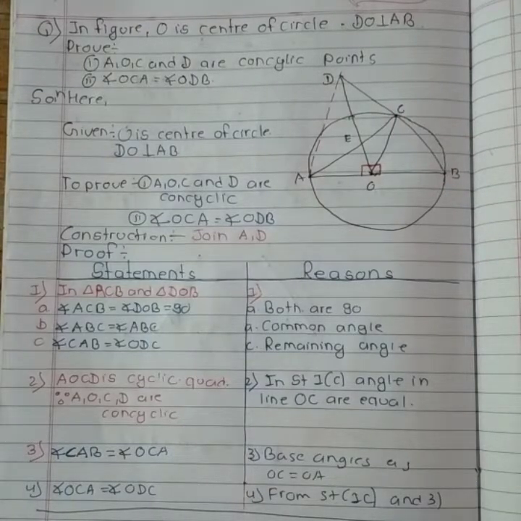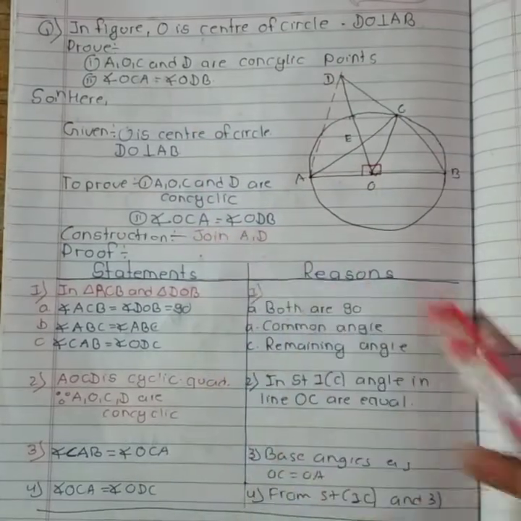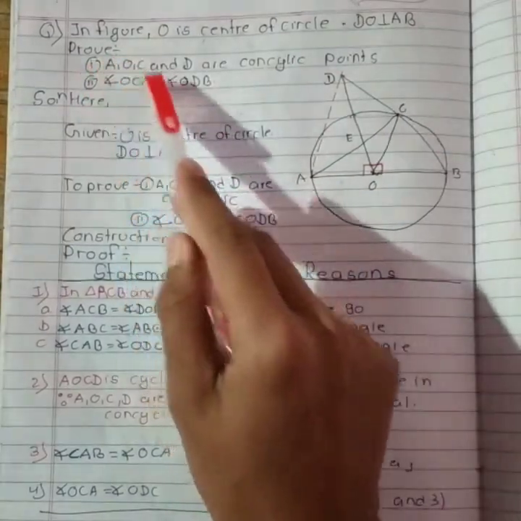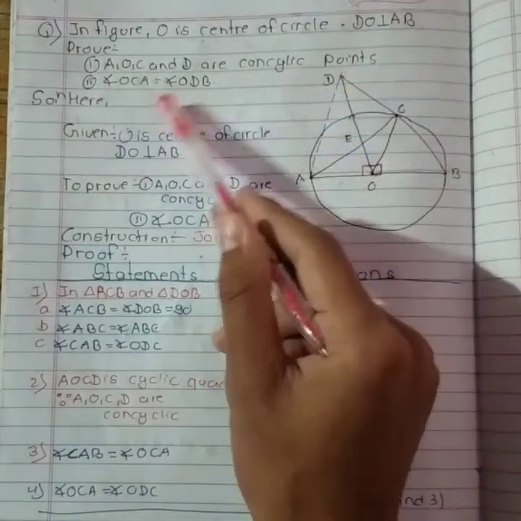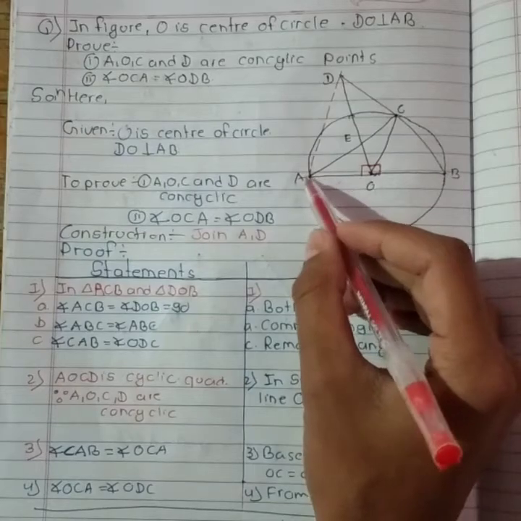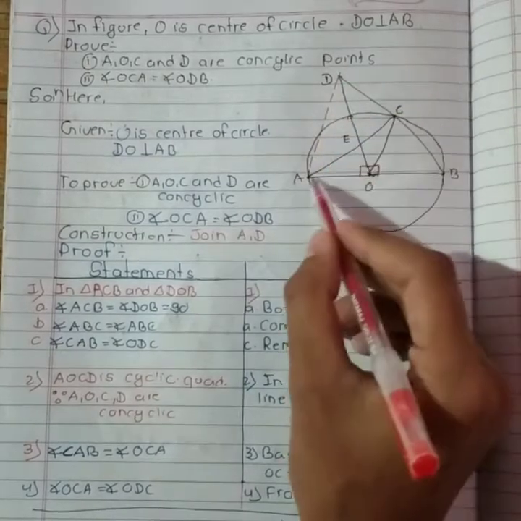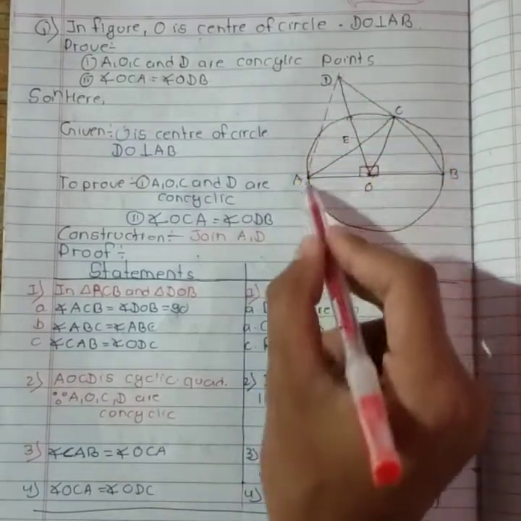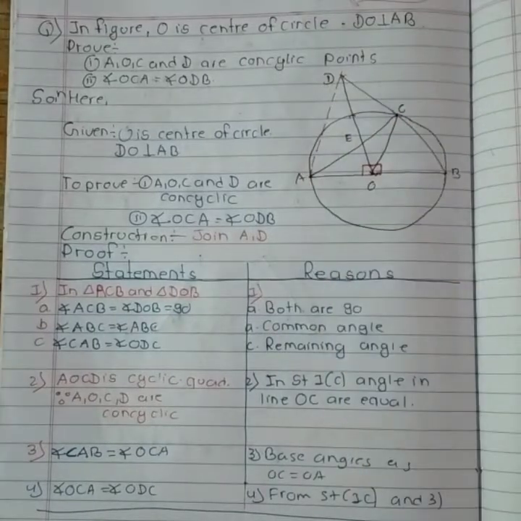Given O is the center of the circle. To prove, same as in the question. Now we have to do one construction. We have to prove that A, O, C, D are concyclic points, or simply AOCD is a cyclic quadrilateral. To complete the quadrilateral, we join AD, so AOCD becomes one complete quadrilateral. Now let us start the proof section, statements and reasons.